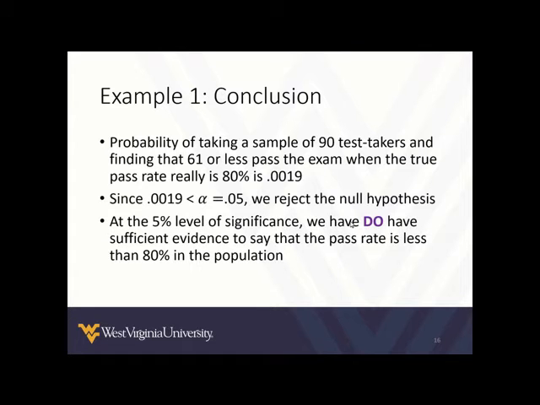So we can say at the 5% significance level, we do not, or excuse me, let me rephrase. We've rejected the null hypothesis, so therefore at the 5% significance level, we do have sufficient evidence to say that the pass rate is less than 80% in this population.